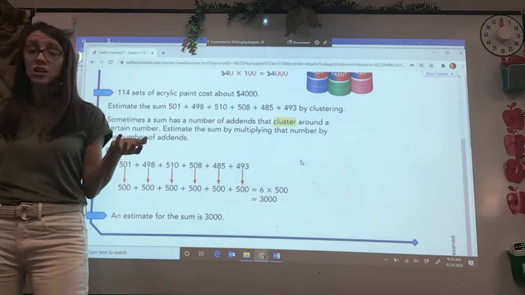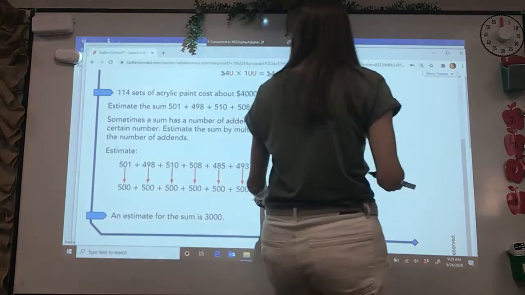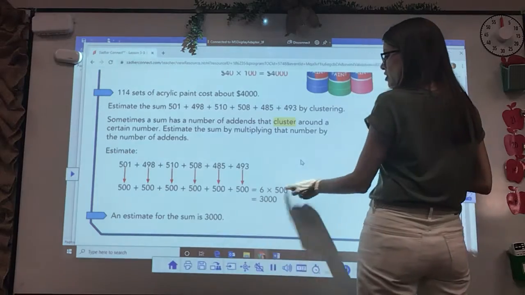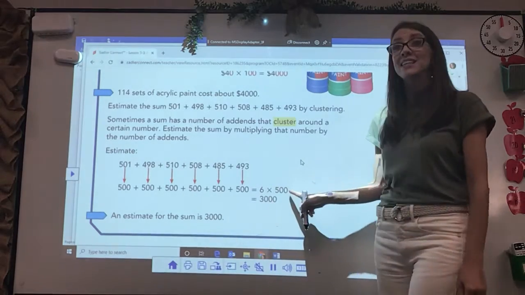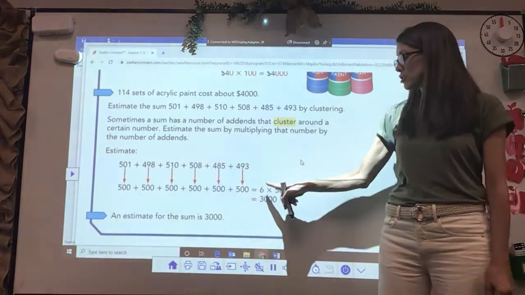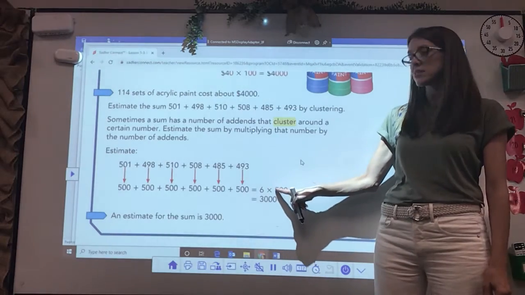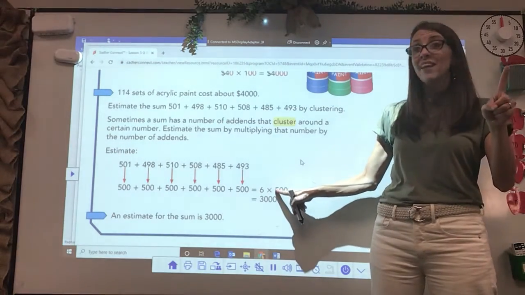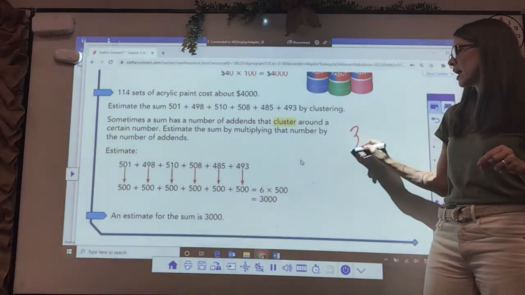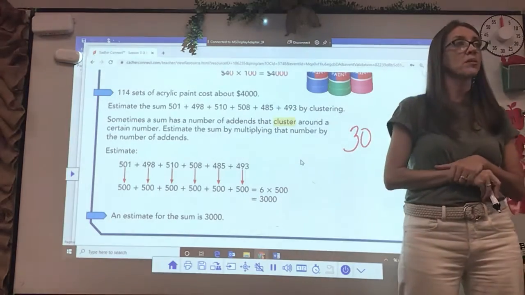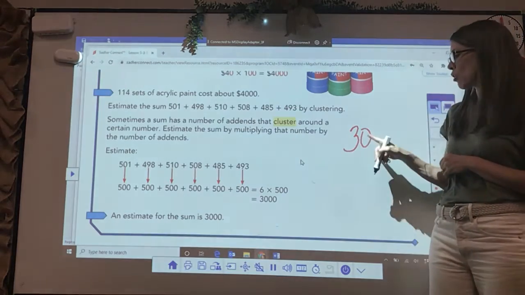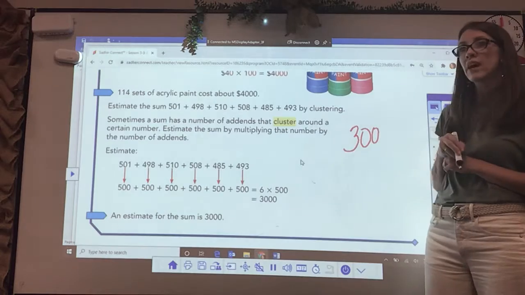Yes. So look right here. 6 addends. We're going to say that they're each about 500. Now we're back to yesterday's lesson. Take the 2 non-zero digits, 6 times 5, you get 30. And how many zeros are we going to add? 2. So 1, 2, right?